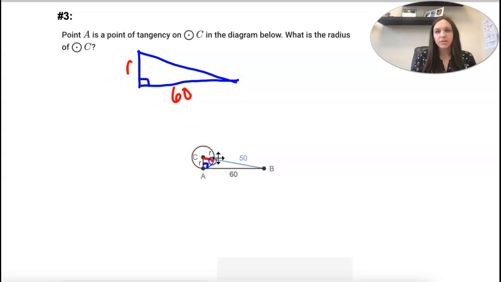There's R, but then there's also 50 right here. So we're going to write that as R plus 50. It's those two lengths added together. We just don't know what R is yet.